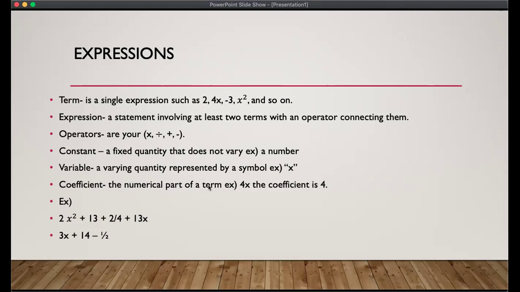Coefficient is the numerical part of a term. So the coefficient is usually the number that you see in front of the variable. Here we have 4x and the coefficient is 4. In this example, the coefficient of x squared, which is this portion right here, is 2. The coefficient for x is 13. For the coefficient here, right, it's 3. 3 is the coefficient of x. It's the number that is attached to that variable.